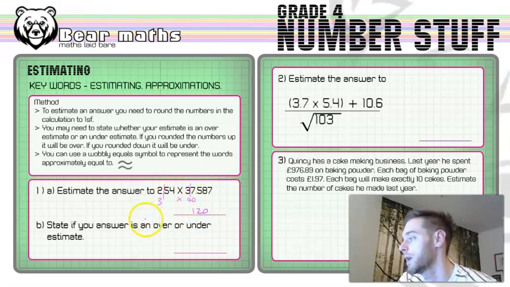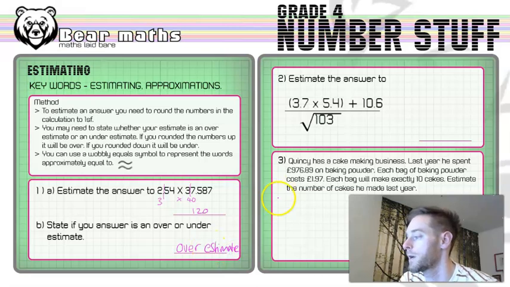There is our estimate. Now, we have to state if our answer is an over or an underestimate. Well, both of those numbers were rounded up from the original numbers, therefore it is an overestimate. I'm hoping that makes sense to you.